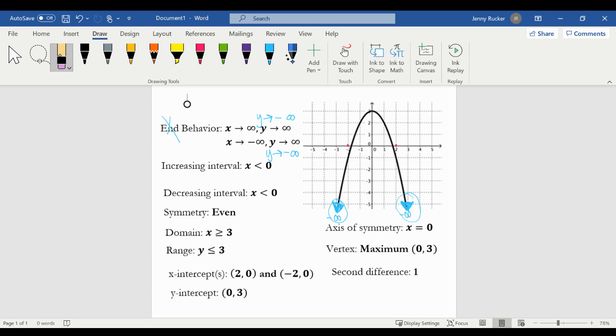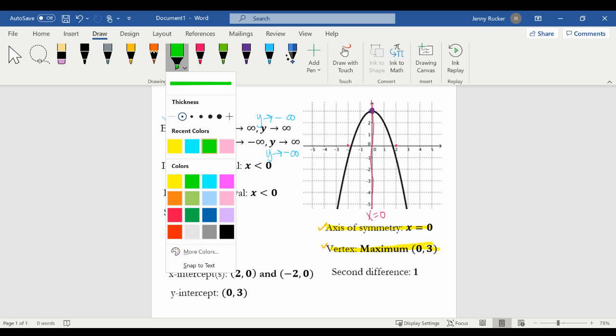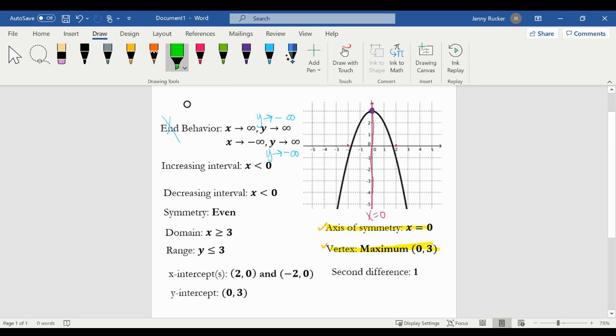Okay, let's take a look at our increasing interval. The vertex is here at (0, 3), which means my axis of symmetry is at x equals 0. So let's go ahead and just mark these as true. x equals 0. It is a maximum because it's the highest point achieved by this parabola. And now we can trace our increasing and decreasing interval since we identified a turning point.